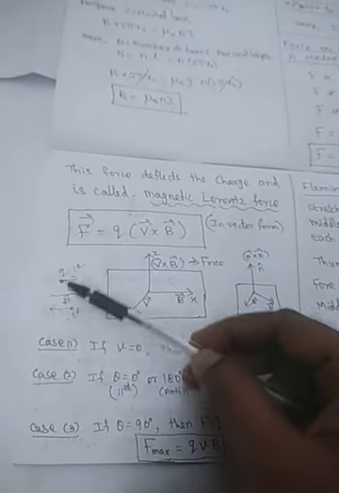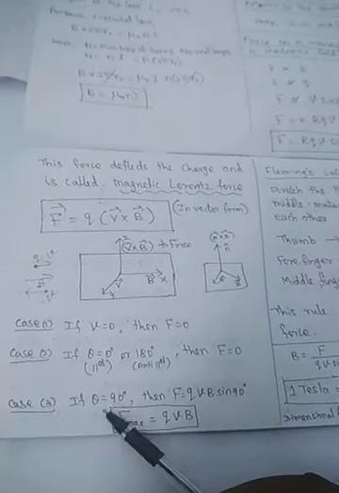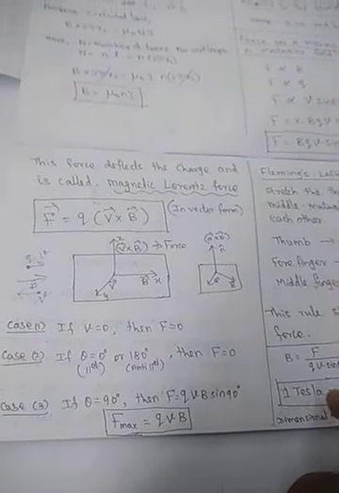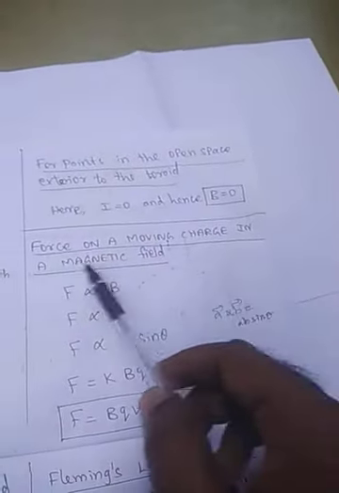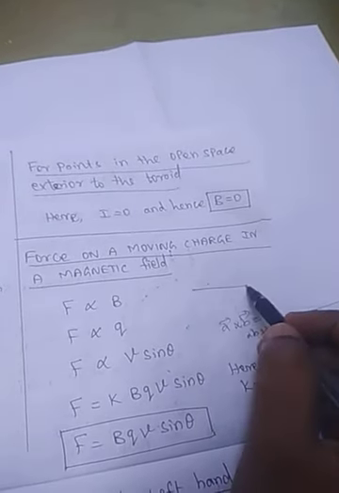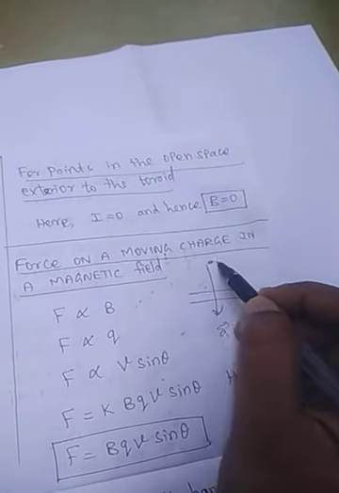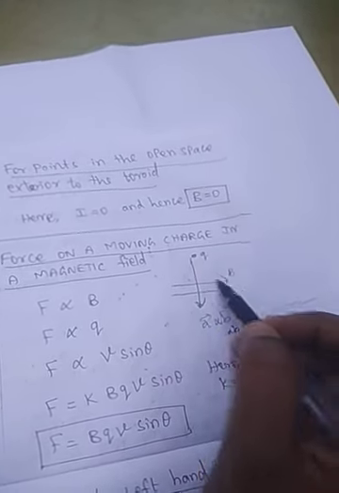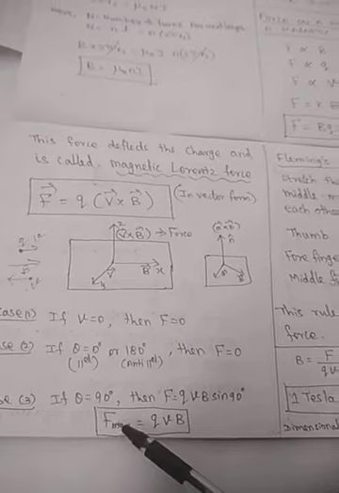So when will the force be maximum? Because it is a cross product, sin theta will come. When the angle is 90 degree, the magnetic Lorentz force is maximum. Hence we come to the conclusion: if the charge is moving perpendicular to the magnetic field, with 90 degree between them, the force is maximum. That is expressed as F max equal to QVB, the magnetic Lorentz force.